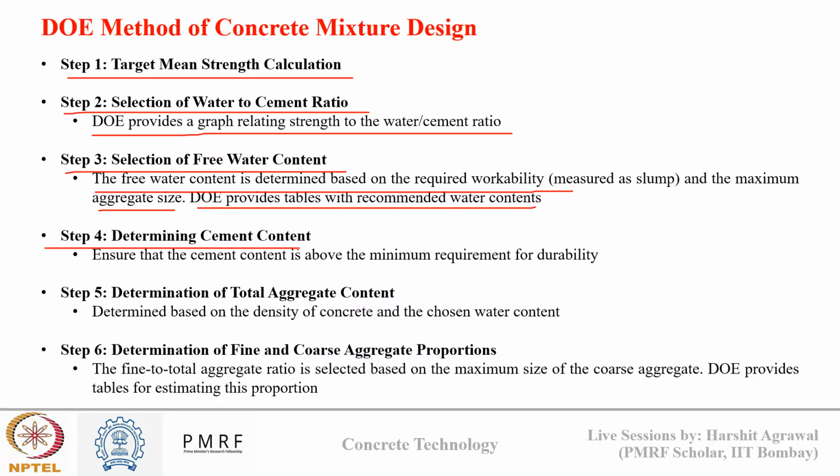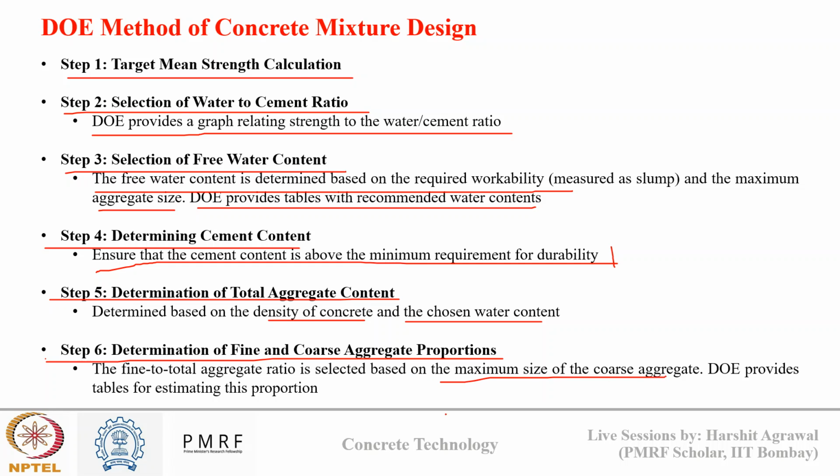Then determining the cement content. This ensures that the cement content is above the minimum requirement of durability, for which also DOE provides a table. Then determining the total aggregate content, which is based on density of concrete and chosen water content. For this also DOE provides a graph. And finally, determining the ratio of fine and coarse aggregate proportion. This is selected based on the maximum size of coarse aggregate, for which DOE method provides a table for estimating the proportion. In the next few slides, we'll see each of these steps and how DOE method defines each of them.